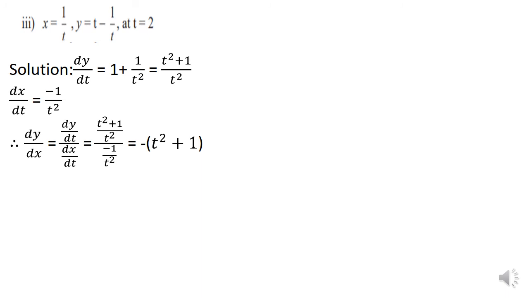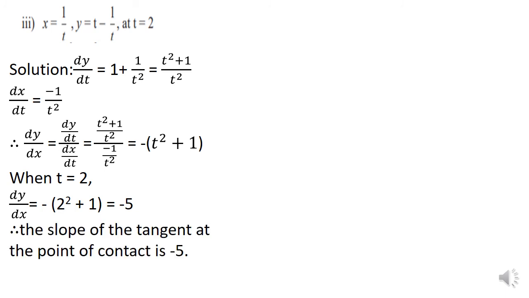Now from here how to find the slope? Because we need the slope to find the equation, isn't it? So we put t is equal to 2 in dy by dx. So dy by dx when t is equal to 2 turns out to be minus 5 as you can see. So slope of the tangent is minus 5 at that particular point of contact.